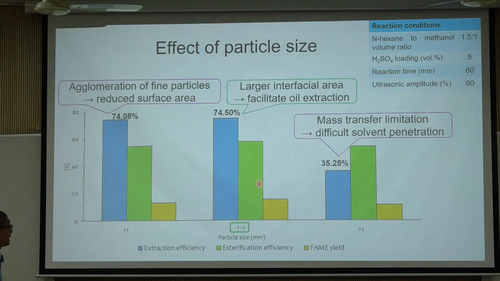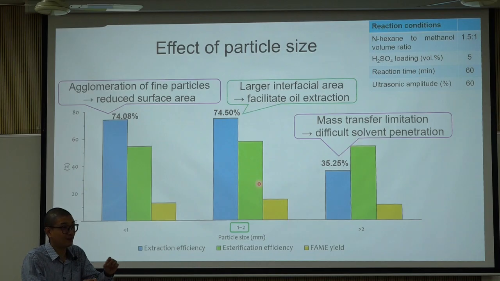Then in that study we found that, you see, if we have the particle size between 1 and 2 mm, we can get more extraction efficiency. That means we can get more oil extracted out compared to more than 2 mm. You see, and this one also has a significant impact.